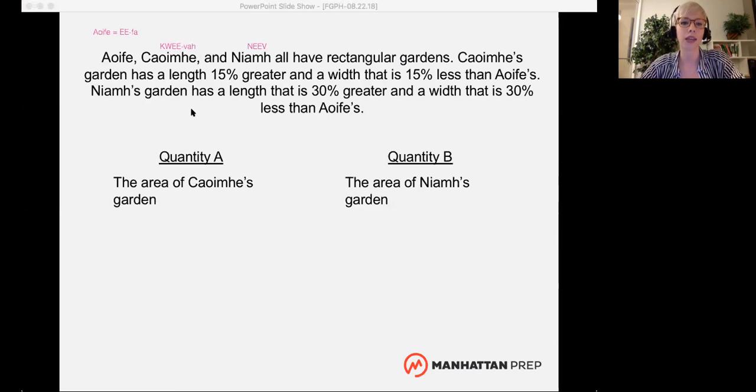So here again, it sort of feels like the test writer is leaning us toward C, right? Like one was 15 up, 15 down, the other one was 30 up, 30 down, so should balance out as totally the same, right? Plus 15 minus 15, plus 30 minus 30 just gets us back to where we started. All three of them are the same.